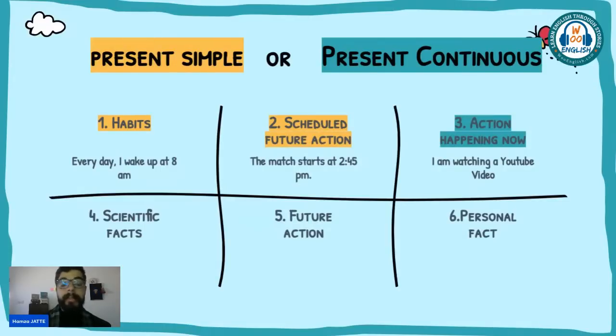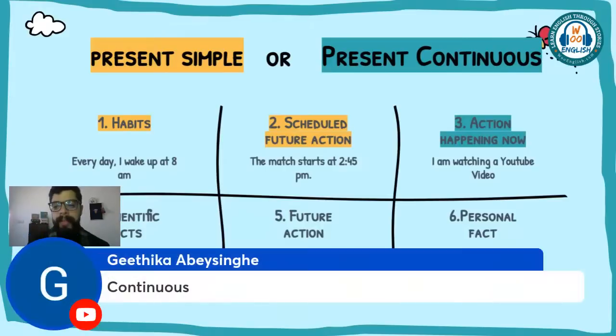Scientific facts, something that is true, and we know that is true by science. Should we use the present simple or the present continuous? And please make sure you write the number of the case so that I know. Okay, number 4. So for number 4, Getika says, if I want to talk about scientific facts, we should use the present continuous.